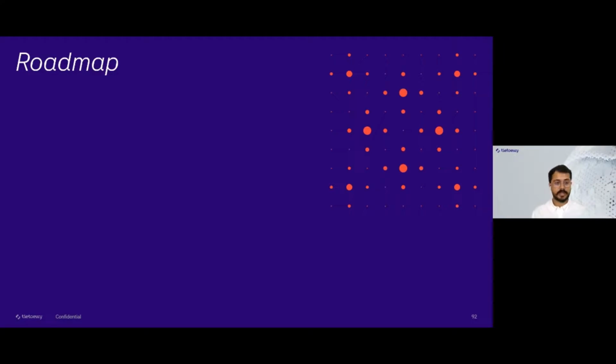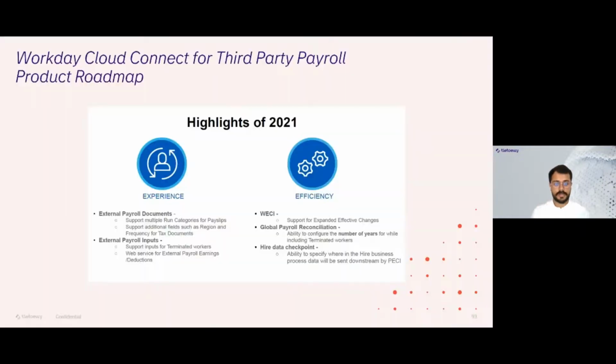Okay, so that was the end of all the latest features which were released in Workday 2022 R2. We will now see the roadmap and how it all went. First we will see what the highlights were for 2020-2021. Here we changed the external payroll documents, like multiple run category for pay slips. That was the change which happened in 2021.